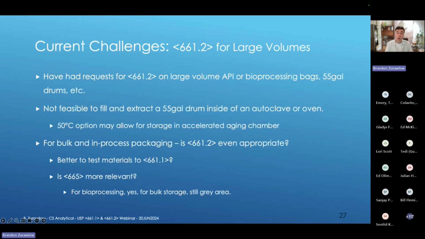However, bulk storage containers are still a little bit of an open question. There is not necessarily language in any of these chapters that directly address the concept of bulk storage. And so putting together a justifiable approach is a responsibility of the end user.